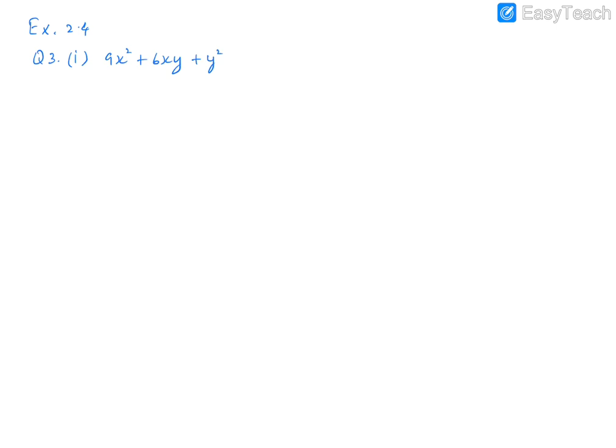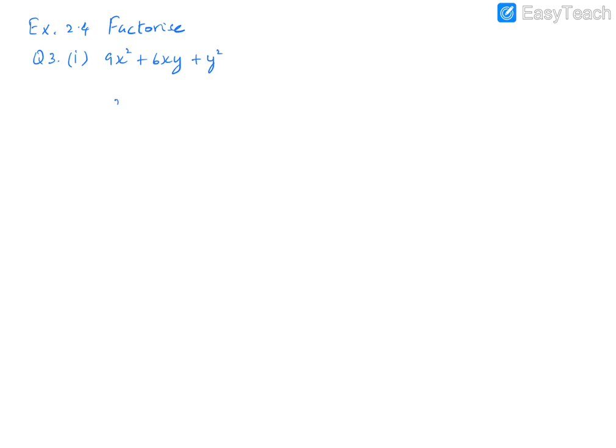So just to be clear, let's do some more examples. Okay, so I'll do one problem from the exercise, question number 3, part number 1 from exercise 2.4. Again we have an expression here which we need to factorize. So let me write here, factorize. Now we can write this expression 9x squared plus 6xy plus y squared.